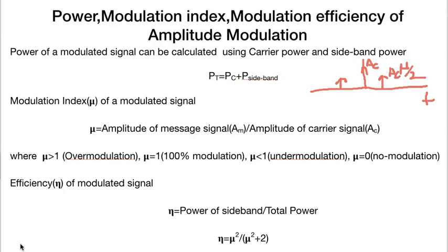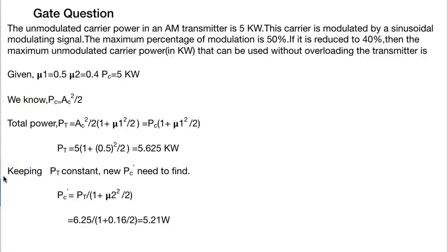The efficiency of a modulated signal is the power of the sideband divided by the total power, which is given by this formula. Now look at this GATE question. Pause for a minute. Don't go to the solution right away, though I have given it. Let's start by explaining the question to you. You can also try it by yourself. This is a very simple question.